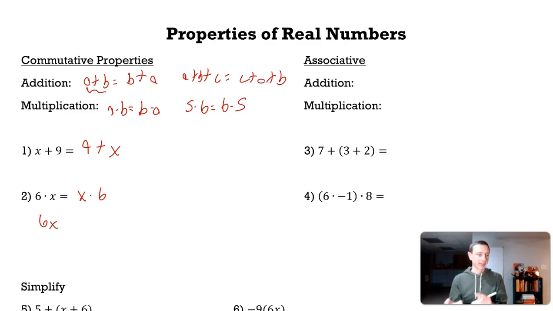We can rearrange it x times 6 because there are some scenarios where that might be a little bit more helpful, where we can rearrange the multiplication to maybe make the mental math a little bit easier in some cases.